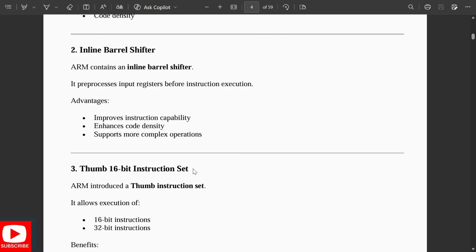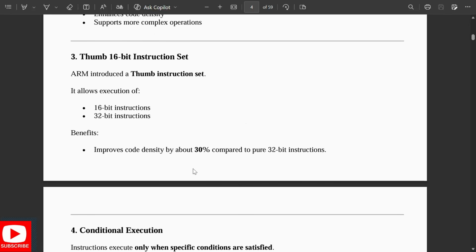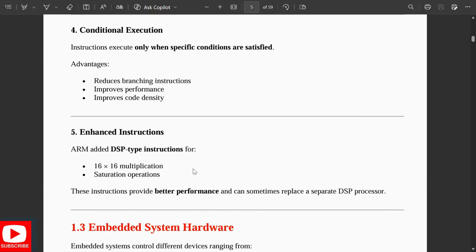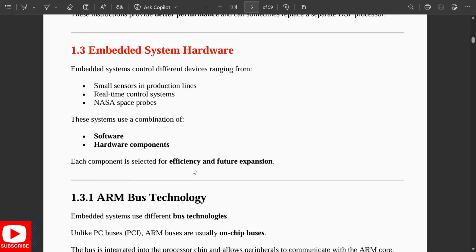Next is the Thumb 16-bit instruction set. Here a Thumb instruction set is introduced, which allows execution of 16-bit instructions as well as 32-bit instructions. Next is conditional execution, where instructions execute only when specific conditions are satisfied. And the fifth one is enhanced instructions, where ARM added DSP-type instructions for 16x16 multiplication or saturation operations.